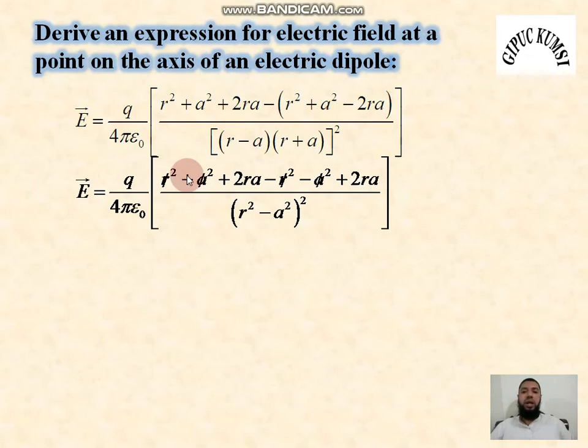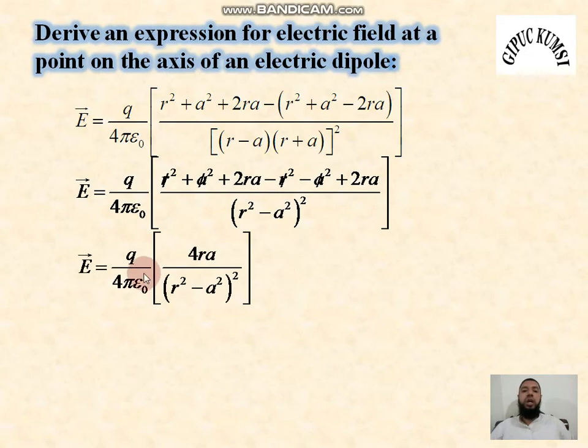Now plus r square minus r square vanishes, plus a square minus a square vanishes. Then we are left with plus 2ra and plus 2ra. It will become 4ra. Therefore E is equal to q by 4 pi epsilon naught times 4ra divided by r square minus a square. Here in the denominator we have r minus a into r plus a, which is the a plus b into a minus b formula. Then it is in the form of a square minus b square.